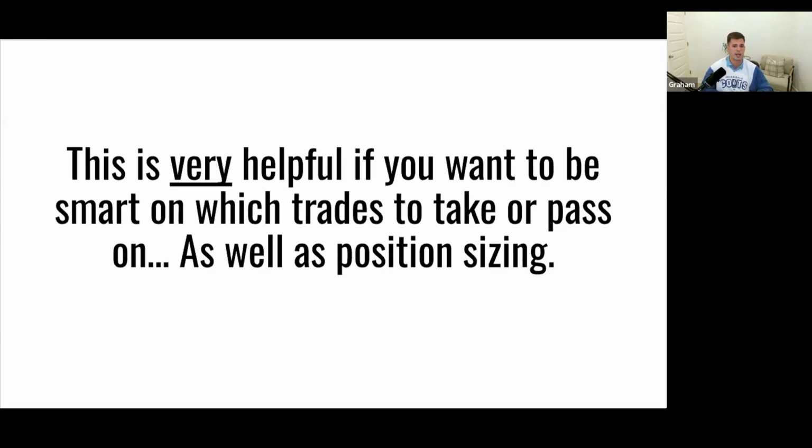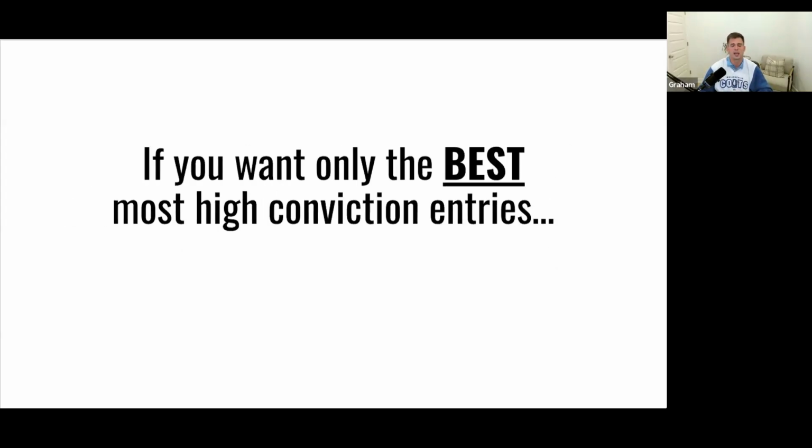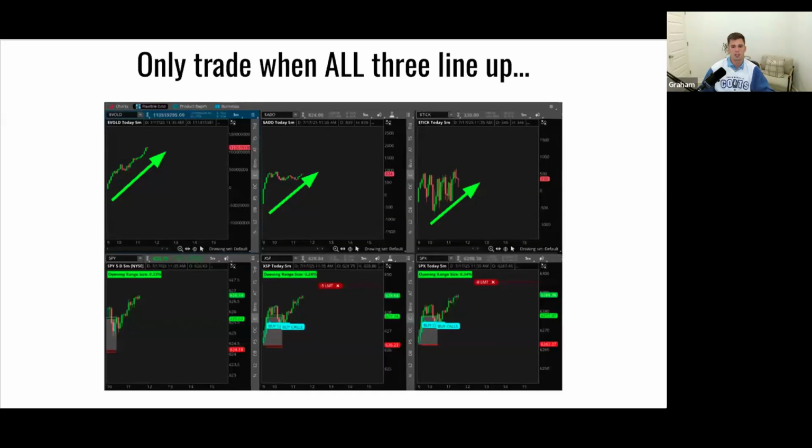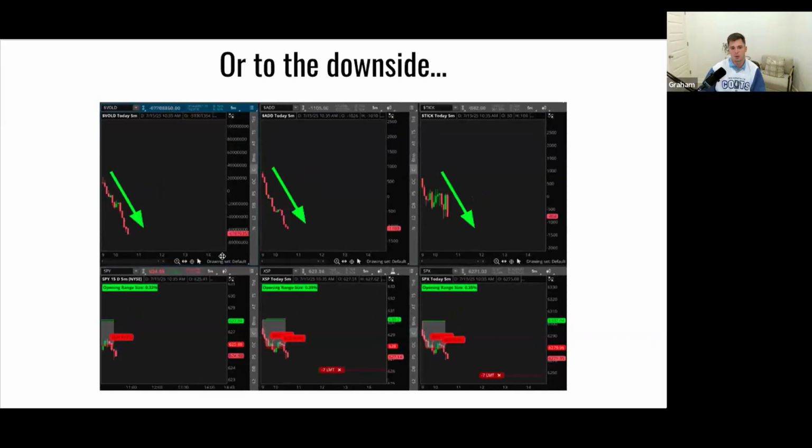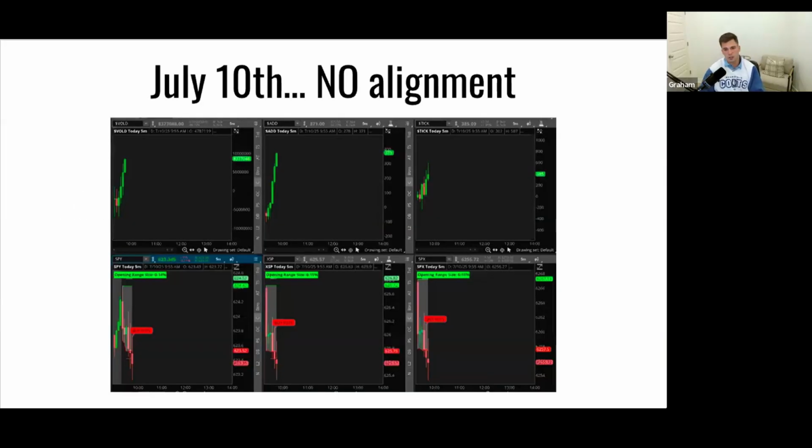This is very helpful if you want to be smart on which trades to take or pass on, or if you want to know about your position sizing. Maybe when 2 of the 3 line up, you put in $500, but when all 3 line up, you go in with $1,000. It's up to you, obviously, but this is just another insight under the hood if you want the best, most high conviction entry. So again, all 3 line up, that's a very, very high conviction entry to the upside. All 3 going down, that's a very, very high conviction entry to the downside.